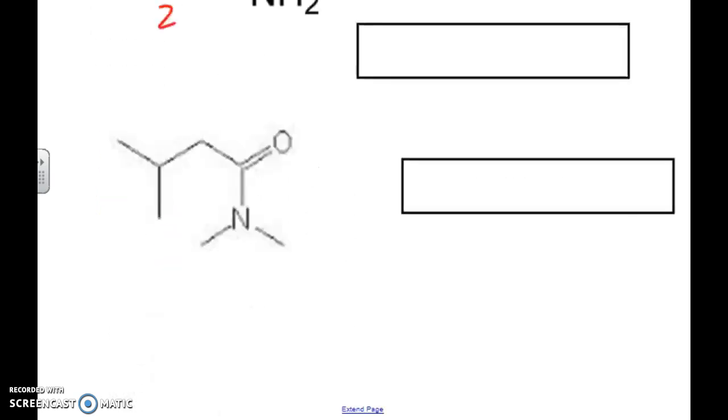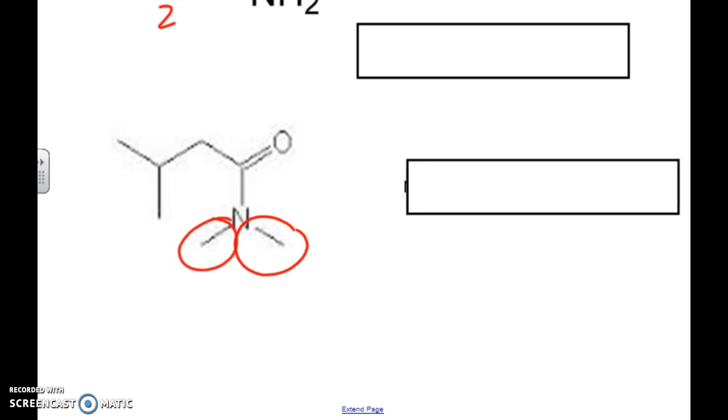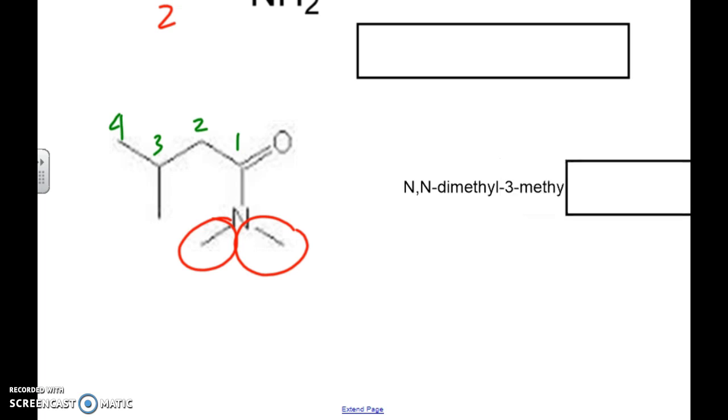If we look at this example right here, what we're going to see is that we've got 2 pieces off here that are methyl groups. So we know the beginning of this is going to be N,N-dimethyl. So now we can concentrate on the main chain. We've got 1, 2, 3, 4. We've got a methyl group on spot 3, and it's a but chain. So therefore, it's going to be N,N-dimethyl-3-methylbutanamide.